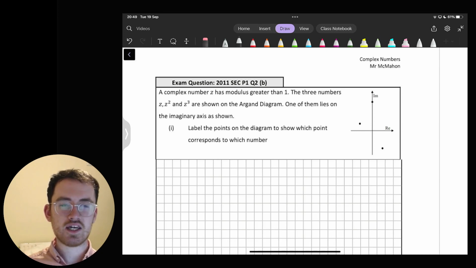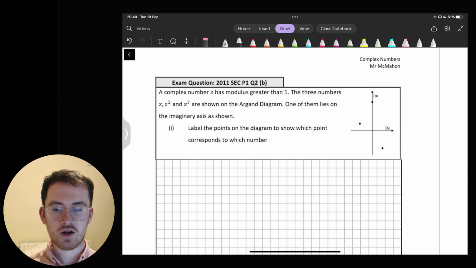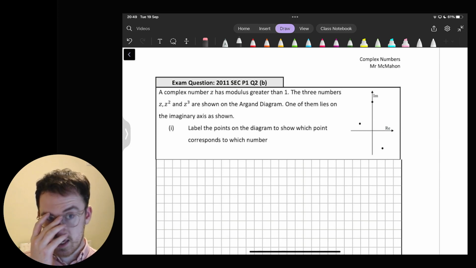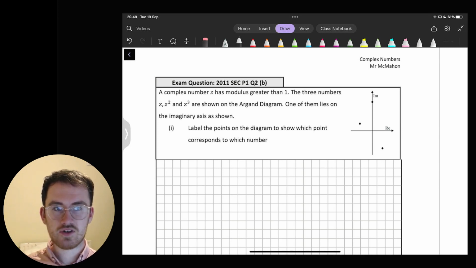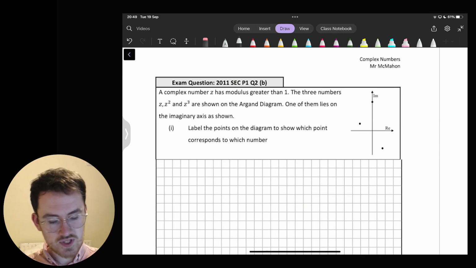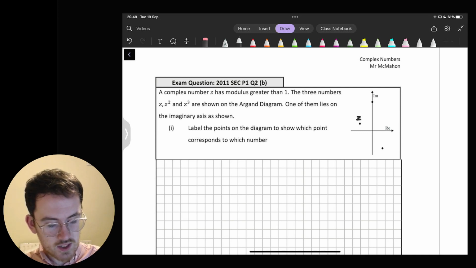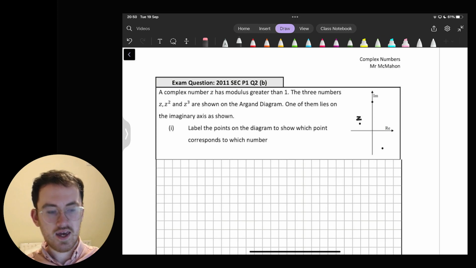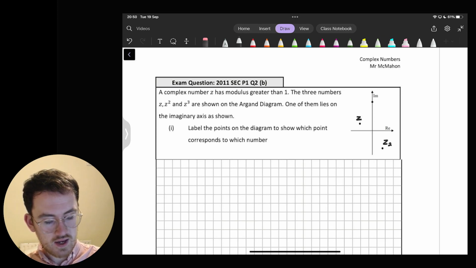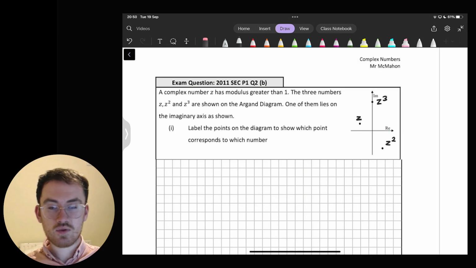So something to note here with our modulus is as we square our complex number, our modulus tends to get bigger. Okay, as we square the complex numbers, our modulus is going to get bigger. They're going to get further and further away from the origin. So looking at the options that we have here, if we start with z, that's going to be the one that's closest to the origin, which would be this one here. Then the next furthest one might be this one here, and then this could be z cubed up the top here. And the reasoning being that as we square or cube the complex number, our modulus is getting bigger.